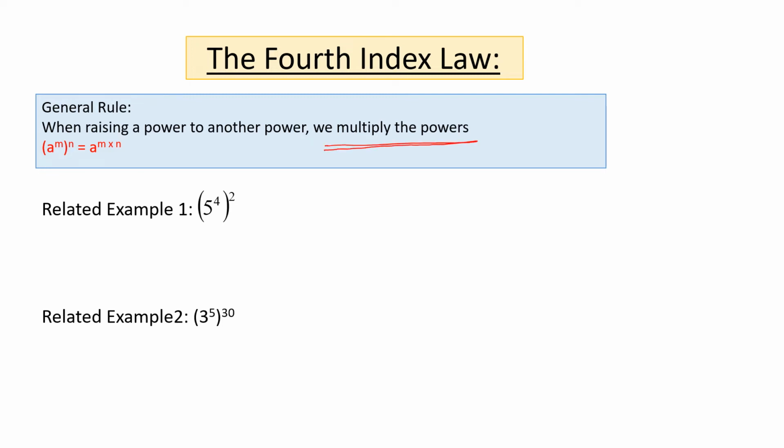The fourth index law, general rule: when raising a power to another power, we multiply the powers. This is very important. So a raised to the power m, raised to the power n, a power raised to another power. So we multiply the two powers, a raised to the power m times n.